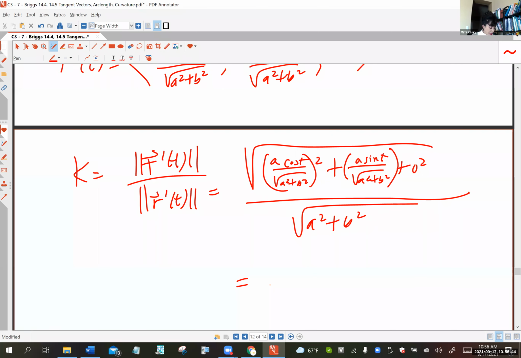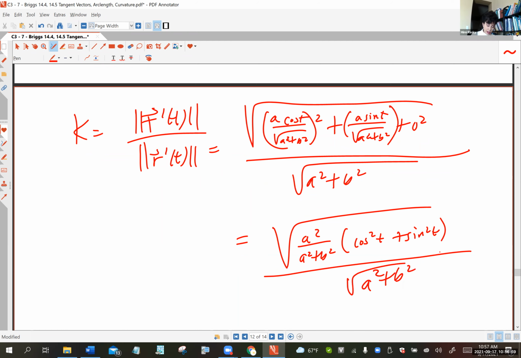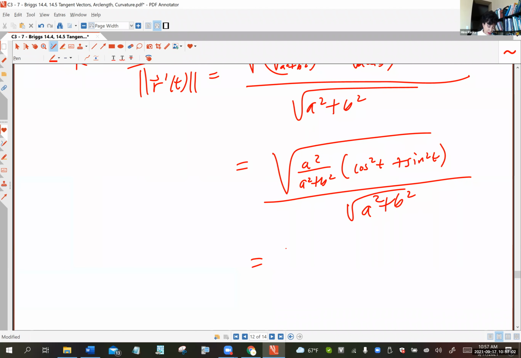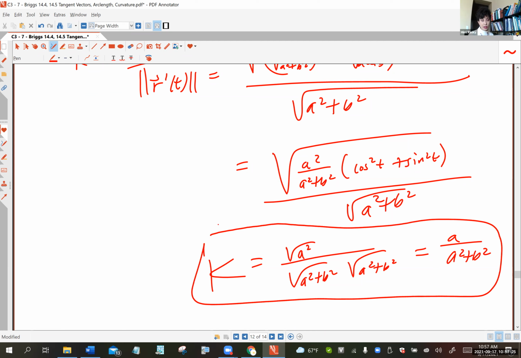And when you do, the common factor for those terms under the radical would be a squared over a squared plus b squared. And then you'll have that trig identity because cos squared plus sine squared is 1. And then when I use the law of radicals, that's an a squared. I'm trying to write too fast here. You'll end up with a over a squared plus b squared. And that is your curvature for this helix. It's going to be a constant. It's not dependent on where you are.